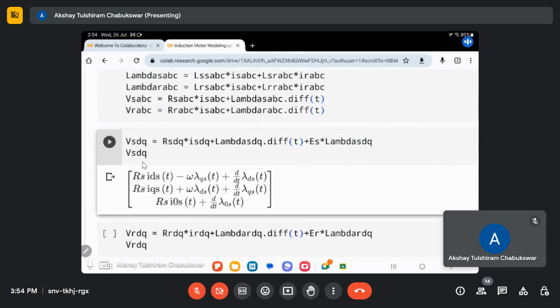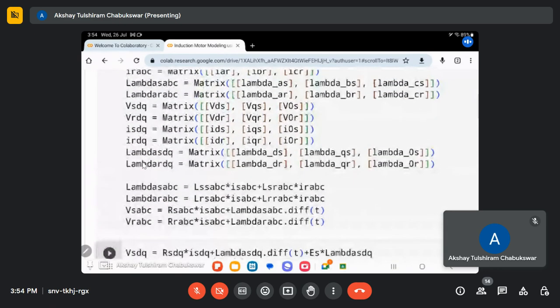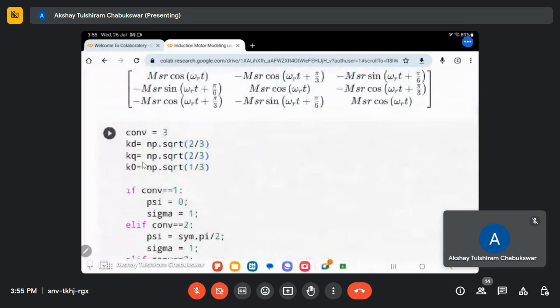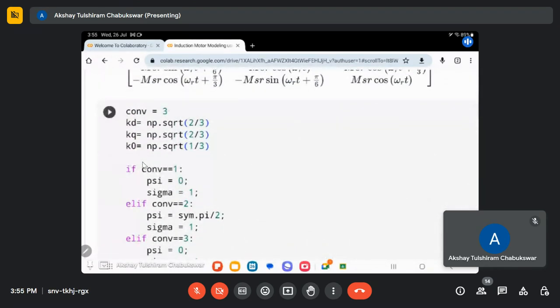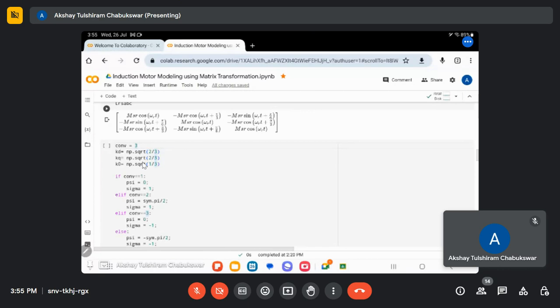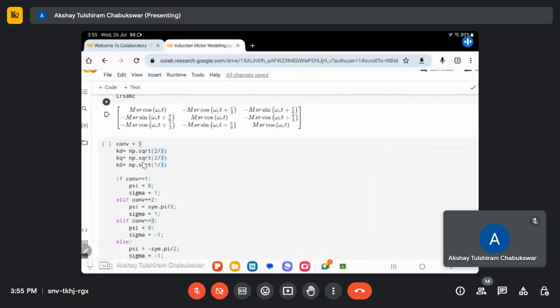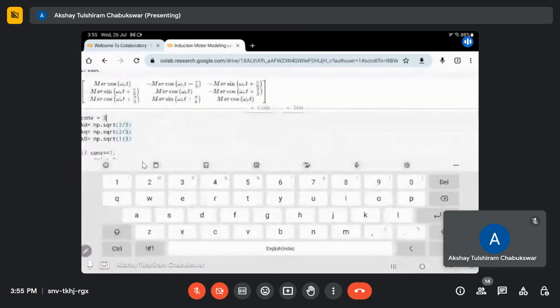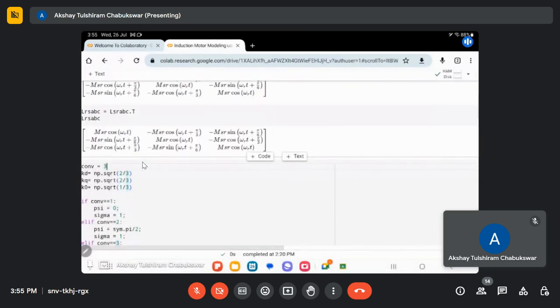So in the above line, I have written a line where I mentioned the convention. CONV, that was the code. So here in this code, if you just replace CONV from 3 to 1, you can get the dynamic model of the equation in that convention, in that DQ reference frame. So these are the final dynamic equations.